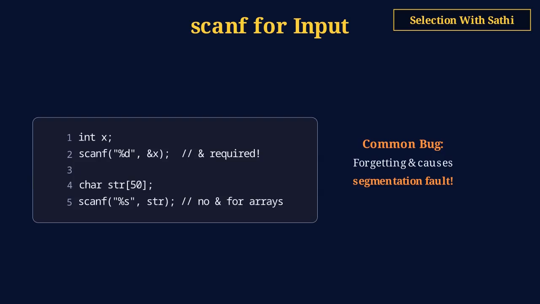For a string using a character array, you do not need ampersand because the array name itself is an address. The most common beginner mistake in C is forgetting the ampersand. This causes a segmentation fault, which means your program crashes. Always double-check that you have ampersand for int, float, char, and double variables.